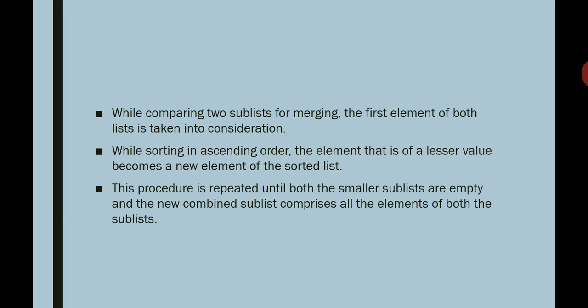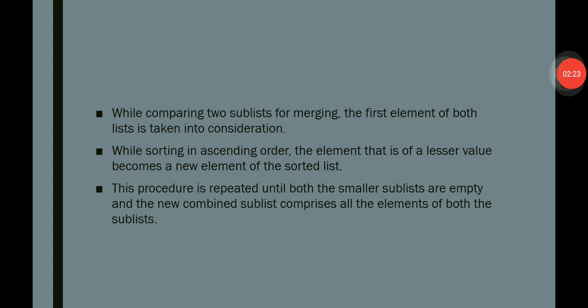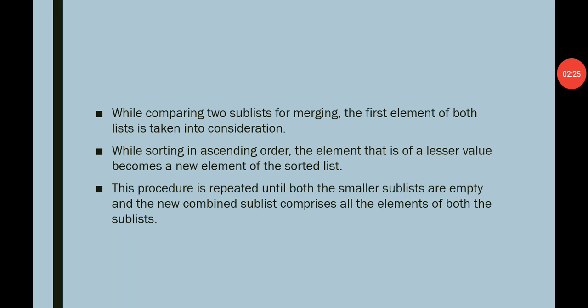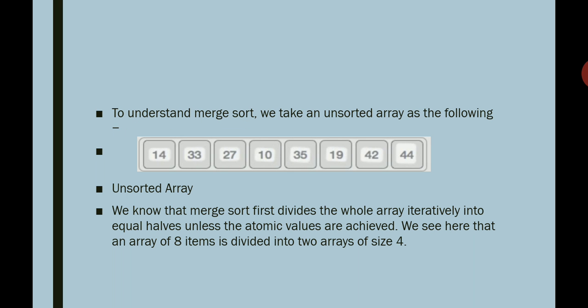While comparing two sublists for merging, the first element of both lists is taken into consideration. While sorting in ascending order, the element that is of lesser value becomes a new element of the sorted list. This procedure is repeated until both the smaller sublists are empty and the new combined sublist comprises all the elements of both the sublists. Here we can take an example to understand merge sort very easily.